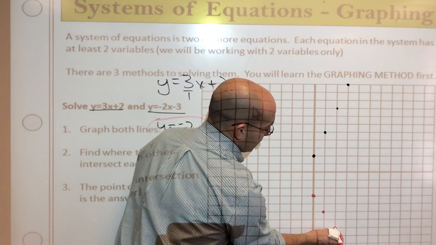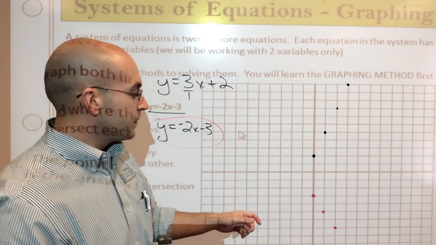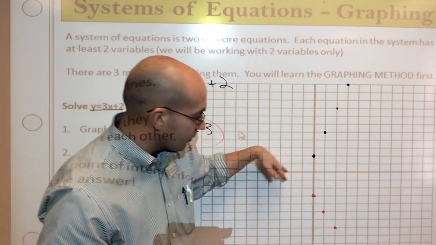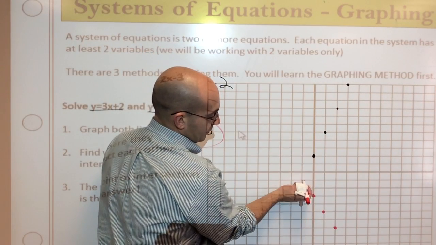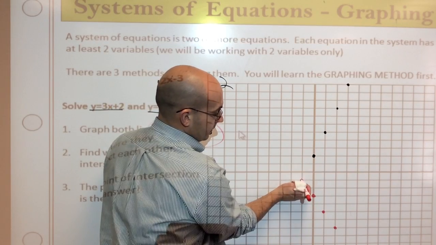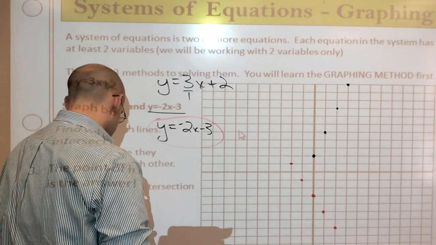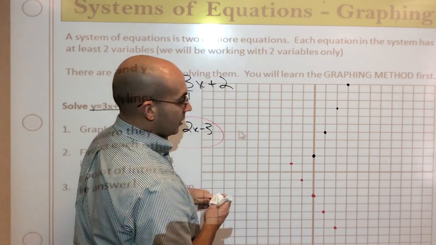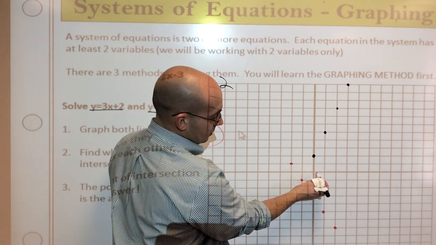Down 2 over 1. Now, if I were to draw these lines, which I'm not going to, I'm just going to keep using dots, you'd see that they would cross somewhere over here. So down 2 over 1, the opposite of that is up 2, left 1. Now, for the black line, that was up 3 over 1, so it's going to be down 3, left 1.